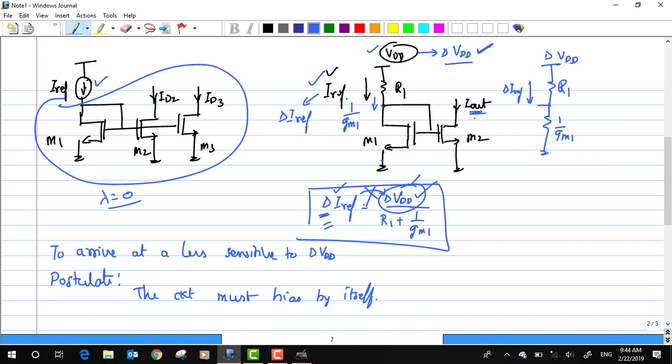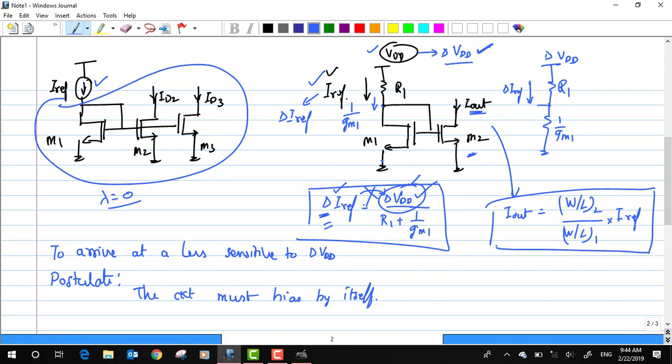Now for this particular circuit, how will I define this I out? What is the relation between this I out and I reference that I can write? It's a current mirror circuit, so it is the aspect ratio of the M2 output transistor divided by the aspect ratio of the diode connected transistor, multiplied by this I reference, that should give me the value of the I out, right?